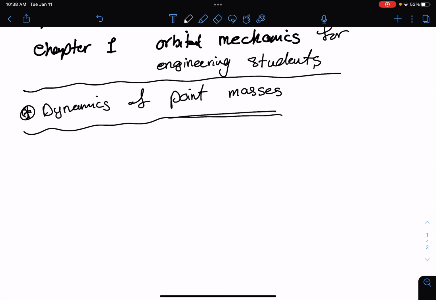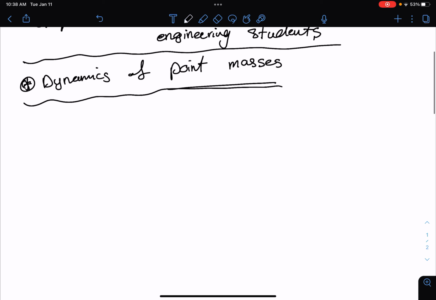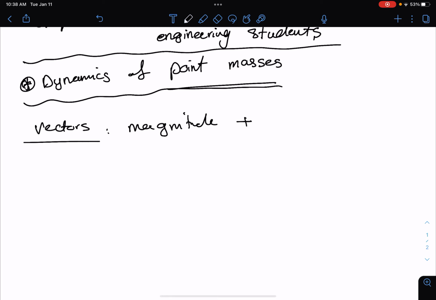Okay. But the first thing we always start with when we are talking about dynamics of point masses or any mathematical analysis here is the introduction of vectors. What are vectors? A magnitude with direction. Exactly. So in a vector, we are going to have a magnitude and a direction.